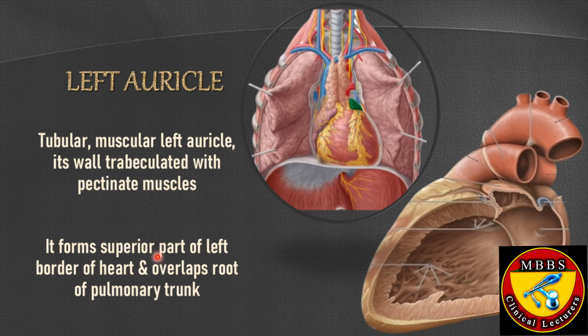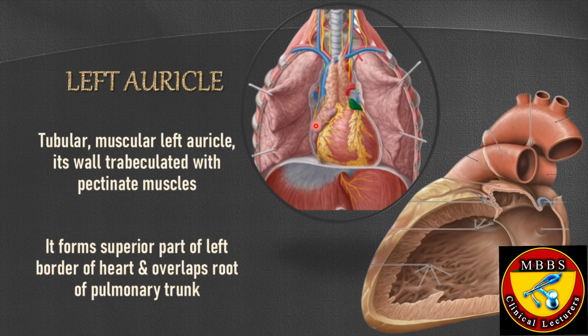It forms the superior part of the left border of the heart and overlaps the root of the pulmonary trunk. Now this is the right border of the heart, this one. This is the left border of the heart. This green is the left auricle. So you can see the superior part of the left border is formed by the left auricle. And the left auricle also overlaps the root of the pulmonary trunk. This is the pulmonary trunk. Right, the root of the pulmonary trunk is overlapped by this auricle, and this auricle forms the superior part of the left border of the heart.